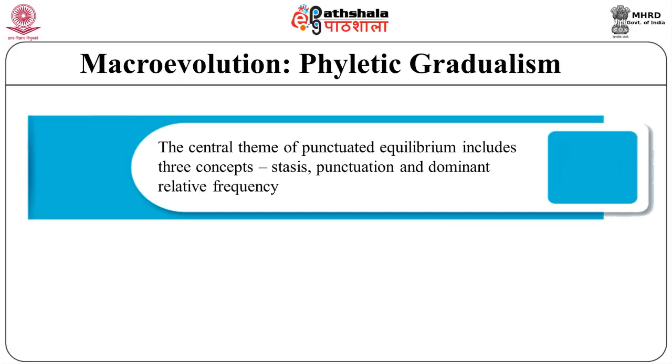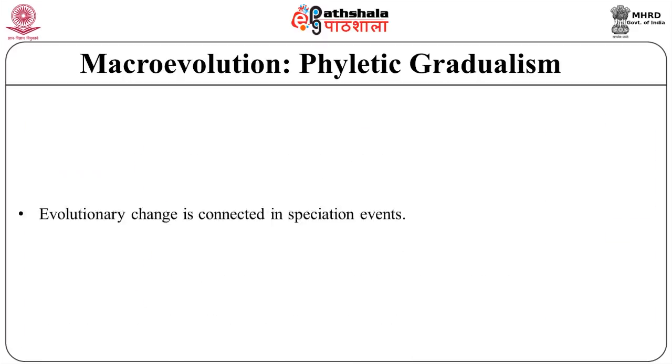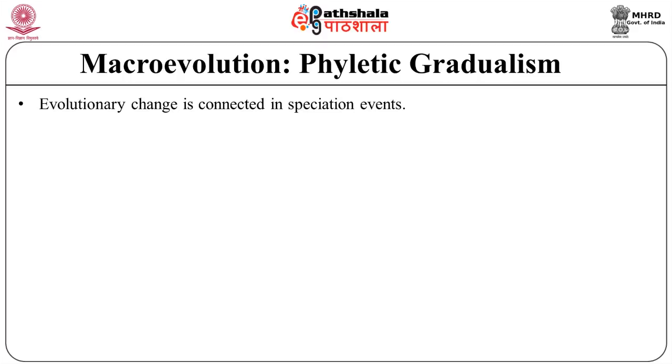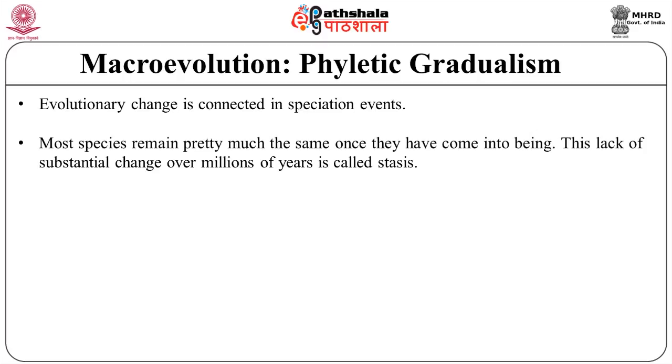Stasis refers to a long period of relatively unchanged form. Punctuation is a radical change over a short duration, and dominant relative frequency is the rate these events occur in a particular situation. According to Stiller et al., punctuated equilibrium emphasizes that, number 1, evolutionary change is concentrated in speciation events. Number 2, most species remain pretty much the same once they have come into being. This lack of substantial change over millions of years is called stasis.